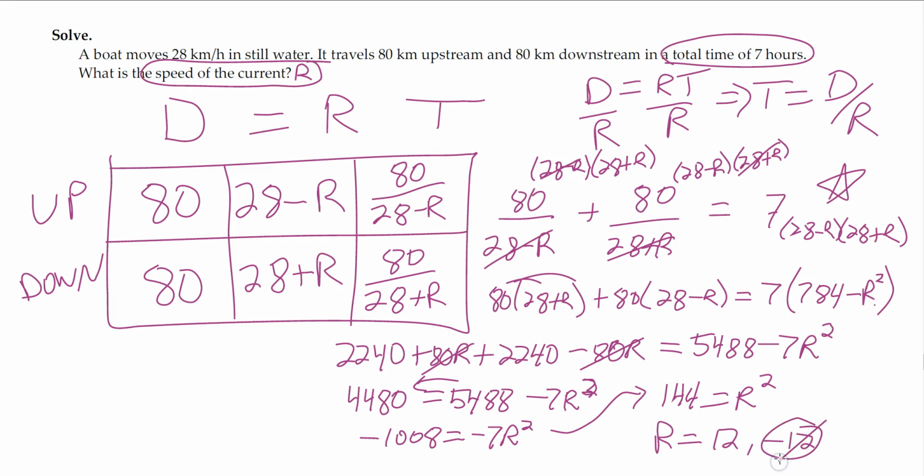However, the rate of the current is not negative, so we have 12. What is the speed of the current? 12. The appropriate answer then would be 12 kilometers per hour. Okay, I hope this helps you solve this type of total time, distance, rate, time problem.